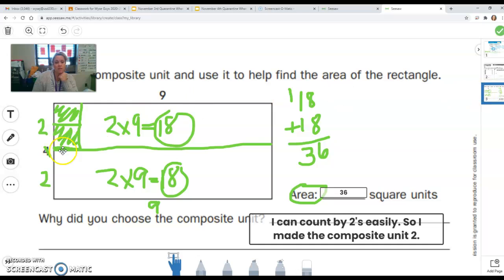Maybe you would have tried 9 times 4 and still would have gotten 36. But if skip counting by 4s is hard and it's easier to do by 2s, then you would want to use a composite unit of 2.